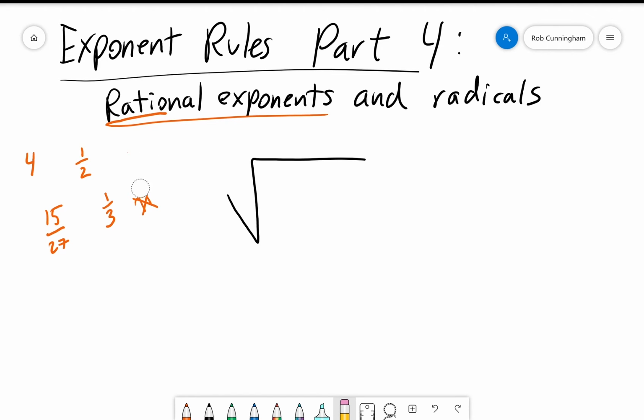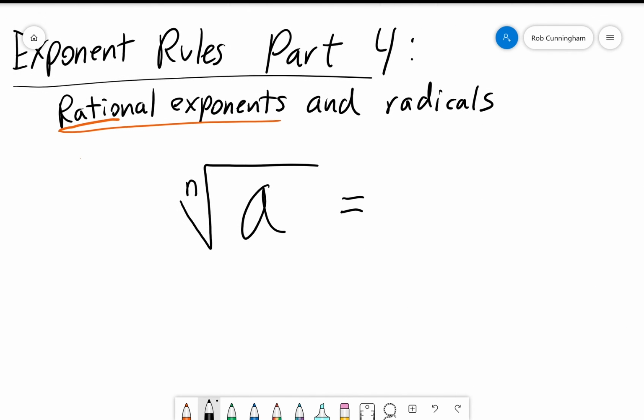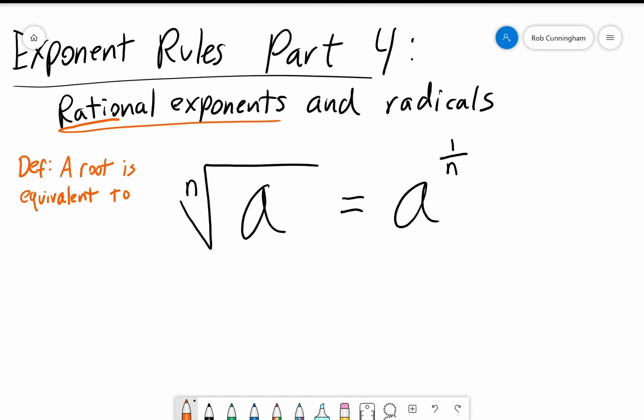You cannot make a fraction out of two whole numbers that will give you either of those. Okay, so if I have some number underneath some level of root, that is the same thing as that same base to the reciprocal of the root. It's really that simple. This is less of a rule and more of a definition. A root is equivalent to a reciprocal exponent. So as you can see, I've got the root and its reciprocal.